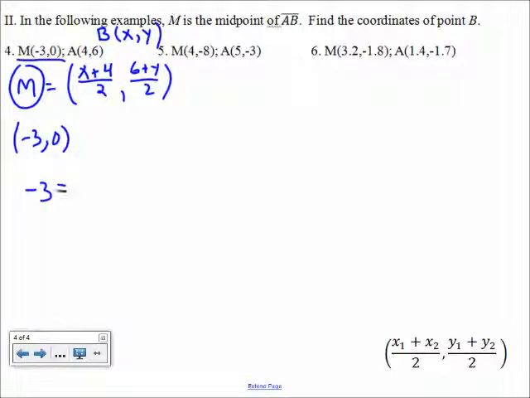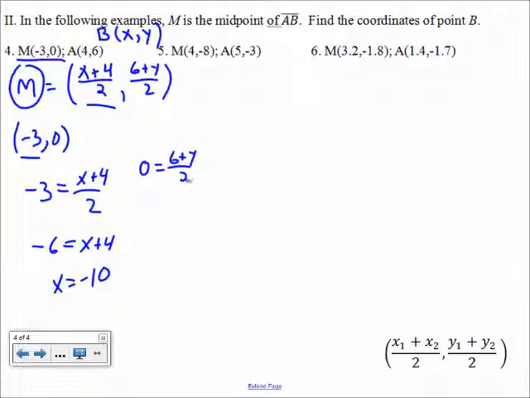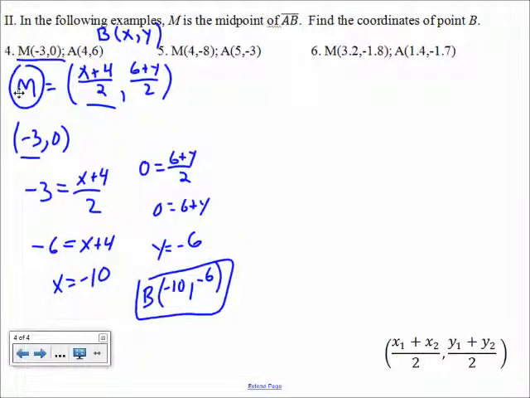So -3 should equal x plus 4 over 2, because in order for those points to be the same, their x coordinates must be equal, which tells me that -6 equals x plus 4, or that x is -10. For the y's, 0 would equal 6 plus y over 2, which tells me that 0 equals 6 plus y, or that y is -6. So the coordinates for point B are -10, -6. So it's basically using this formula in reverse.